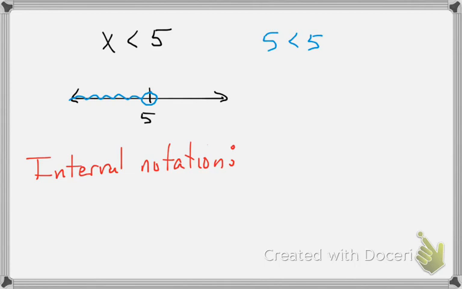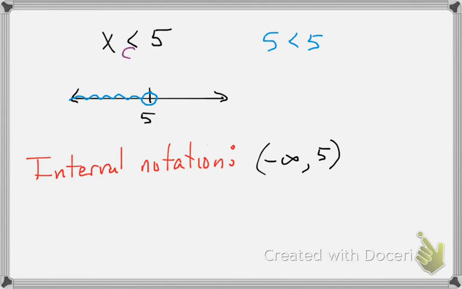For our interval notation, where does it start? Negative infinity. Once again, we start way back at the beginning of time. Negative infinity. And where does it stop? 5. But this time is 5 included? No. So I use a parenthesis. All right. So we've got parenthesis, negative infinity, comma, 5, parenthesis. This is our interval notation for that graph.